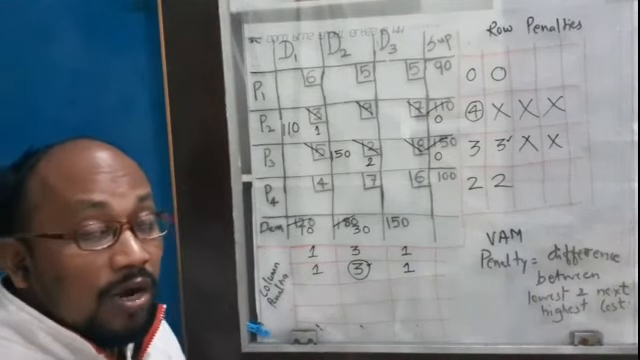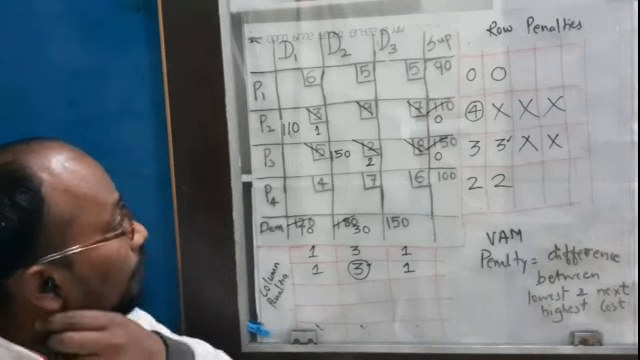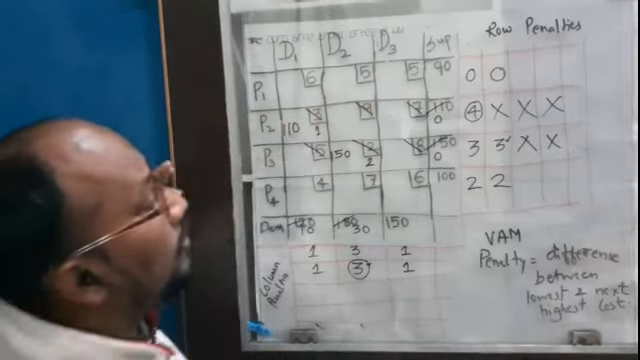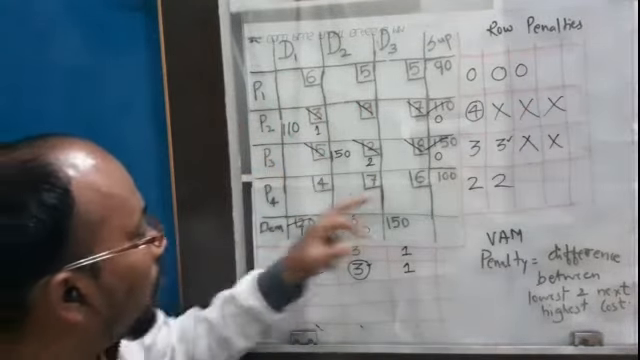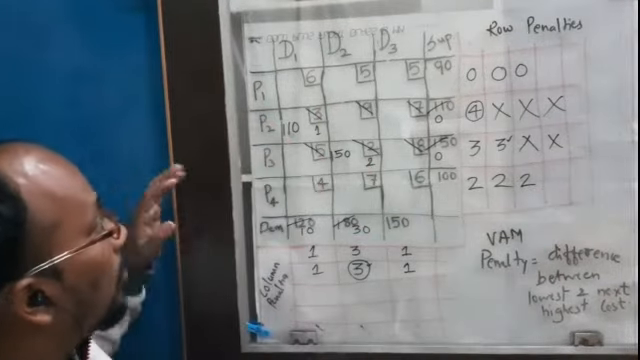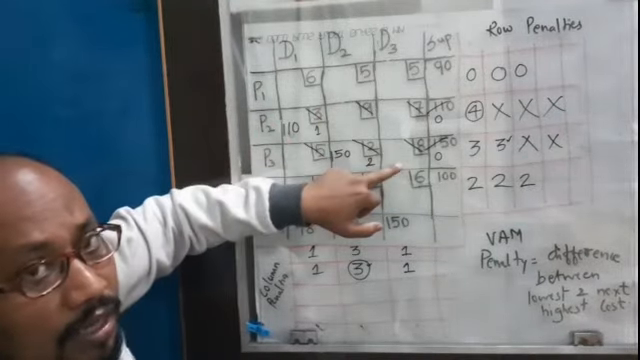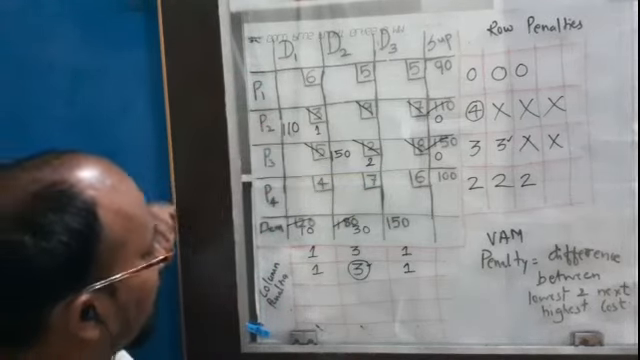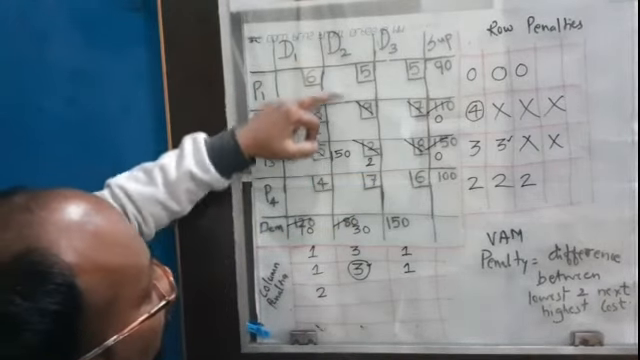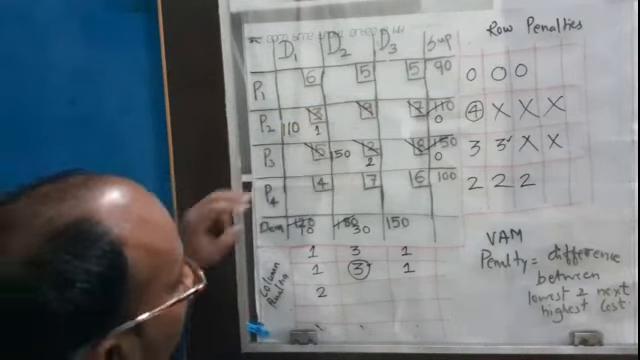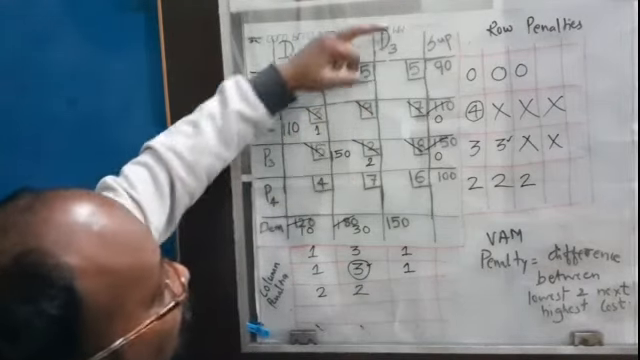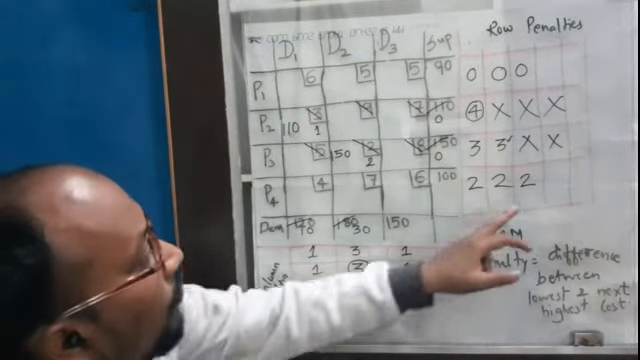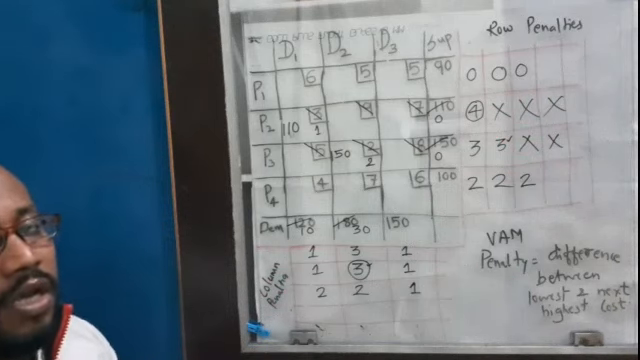Once again, for the third round we have to calculate the penalties. Since the costs in row P1 have not changed, the penalty will remain the same. For P4 also the penalty will remain the same. But for D1 a cost has been eliminated, therefore for D1 the minimum is 4, next highest is 6, difference is 2. For D2 lowest is 5, next highest is 7, difference is 2. For D3, 5 and 6, difference is 1. So out of these 5 penalties you have to select the highest penalty row or column.